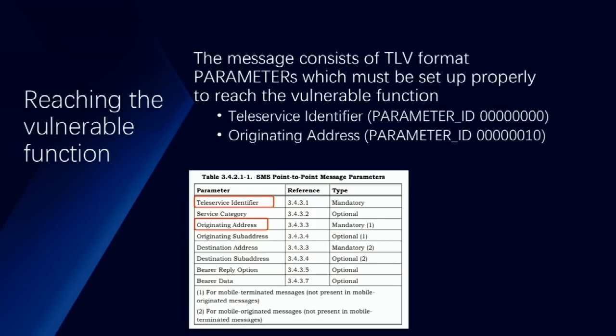Next, the message consists of several TLV formats. They call them parameters in the specification. This is a list of the parameters. Hope you can see it clearly. The two marked in red are the two mandatory fields. We have to set the teleservice identifier and the originating address.